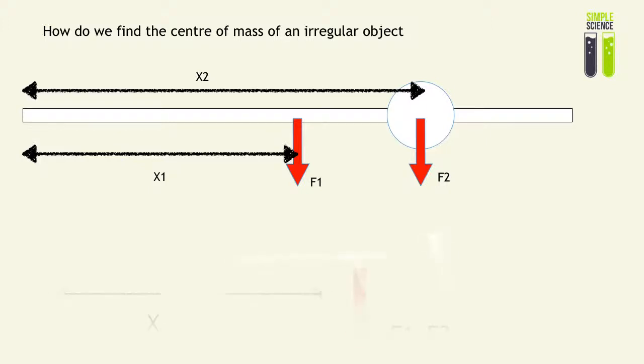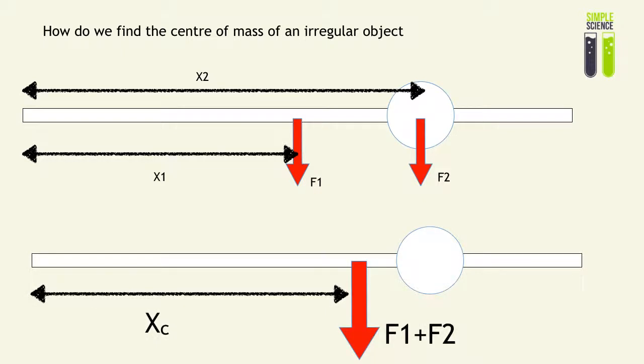And we can also therefore replace these two forces with one big force at the position of the center of mass, which we designate as xc. In these exercises we are looking to calculate xc. So how do we find the center of mass of this irregular object?